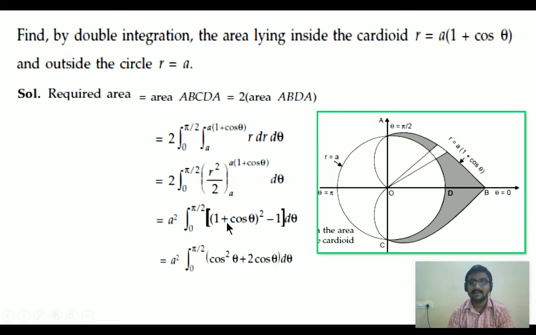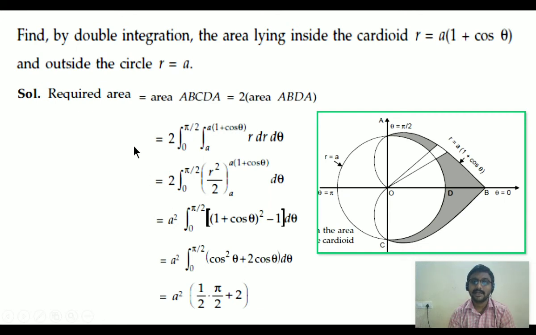Now simplifying, 1 plus cos theta whole square looks like a plus b whole square, that is a square plus 2ab plus b square. That is 1 square is 1, cos square theta plus 2 cos theta. Clearly the 1 gets cancelled. So we will have cos square theta plus 2 cos theta. Now evaluating the single integration, cos square theta can be written as 1 plus cos 2 theta by 2, and the integration of 2 cos theta is 2 sin theta. Then substituting the upper limit as pi by 2 and the lower limit as 0, we will get the result as a constant.